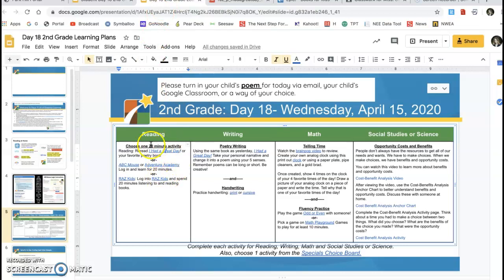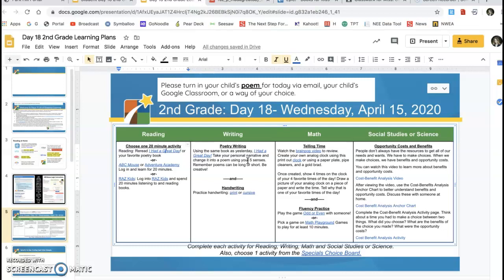After they do 20 minutes of reading, they'll move on to writing, using the same book as yesterday, I Had a Great Day. Take the personal narrative that they wrote yesterday, where everything went right, and change it to a poem using your 5 senses. Now, they don't actually have to use all 5. Poems are kind of hard to make long enough for that. Maybe pick 3. Remember that poems can be long or short, and be creative.